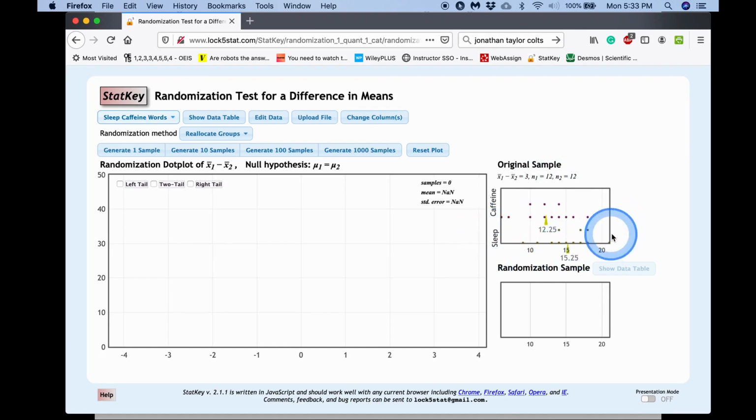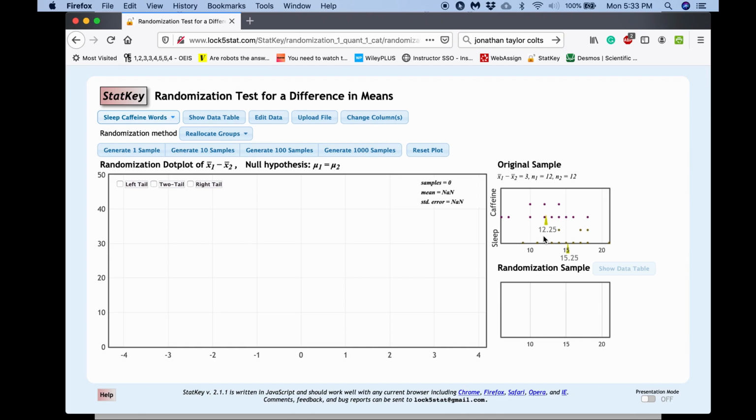Here's the data for the sleep group, and they're colored in this gold color, and here's the data for the caffeine group colored in purple. Now what we want to notice is that for the sleep group, they found 15.25 words on average, and that was out of the 24 words that they were given to memorize. And the caffeine group did a little poorer on this. They found only 12.25 words on average out of the 24 assigned words, and that is an observed difference of 3.